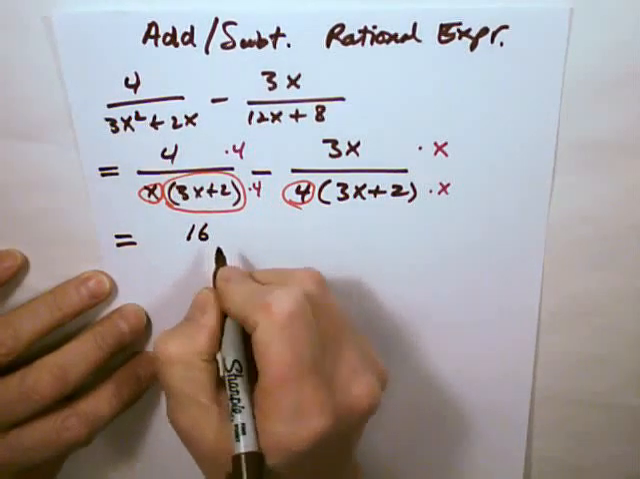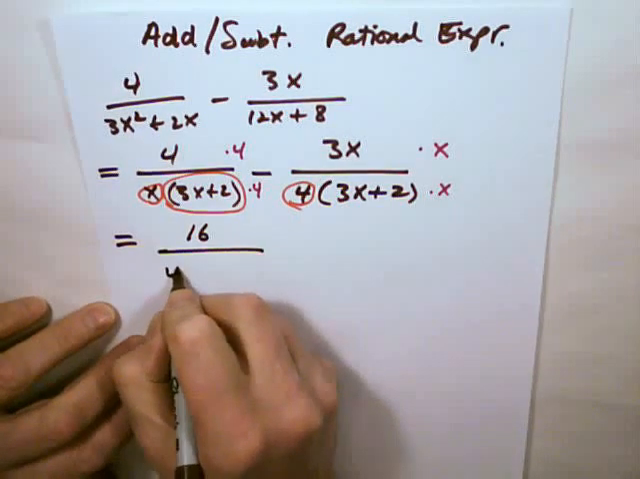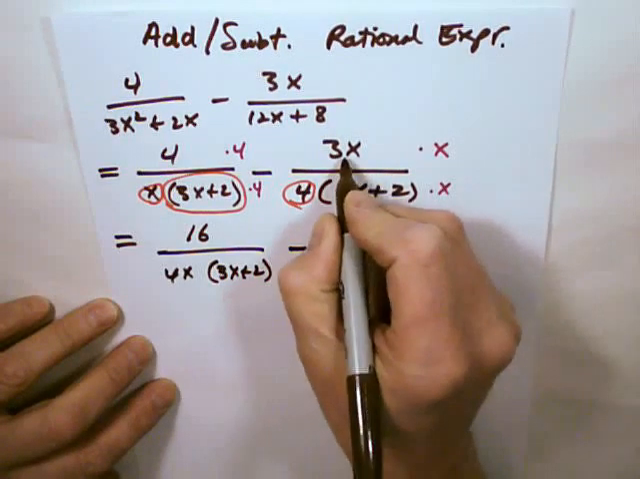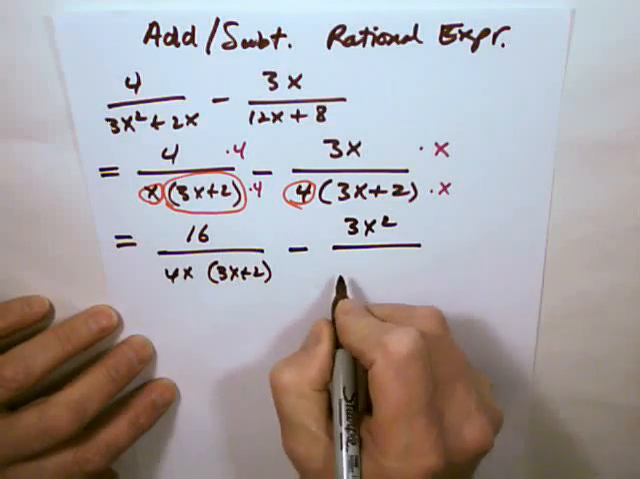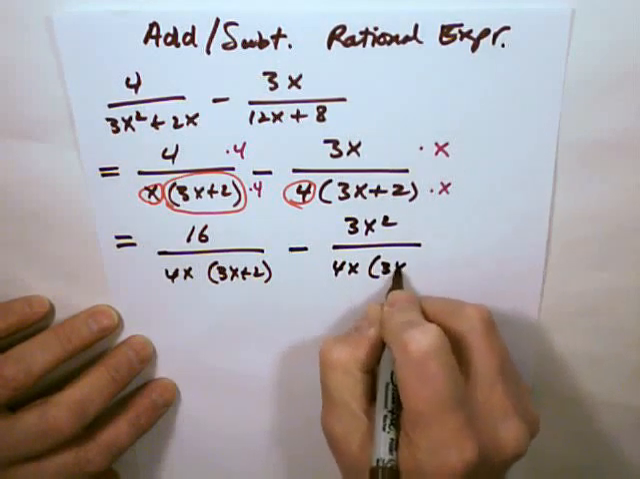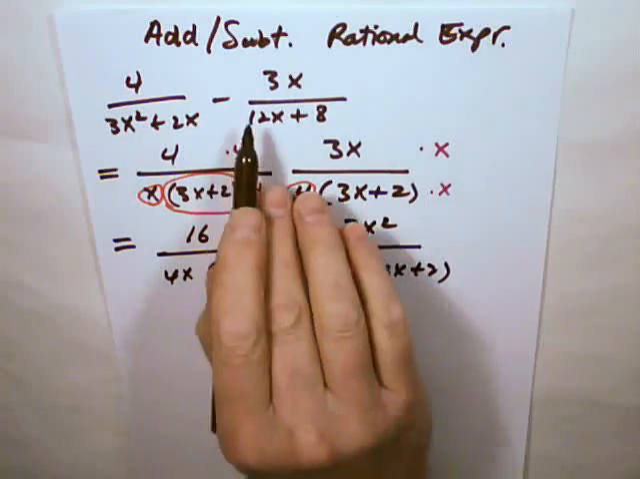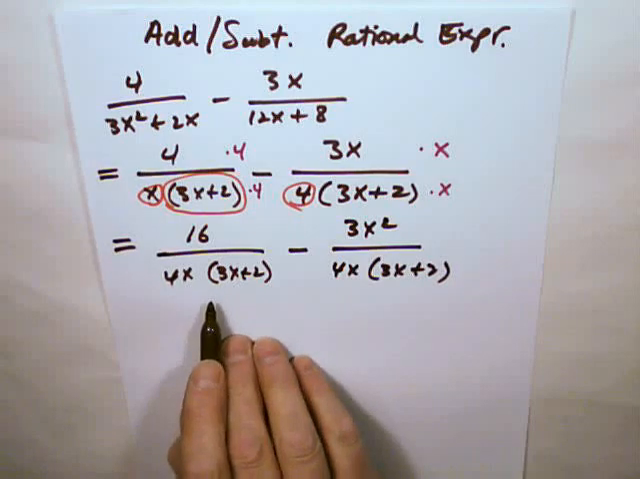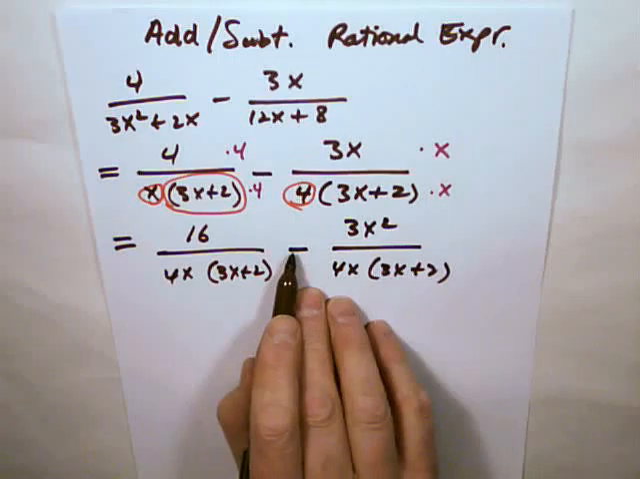Do that in both the numerator and denominator, and let's see what we get in our final result. Let's see, 4 times 4 is 16, and this fraction is going to end up being 4x(3x plus 2) in the denominator, minus, let's see, 3x times x is 3x squared, divided by, again, 4x(3x plus 2). All right, now, what I've done is I've rewritten each one of these original rational expressions as an equivalent rational expression, but now they both have the same denominator. Now I can do the subtraction.